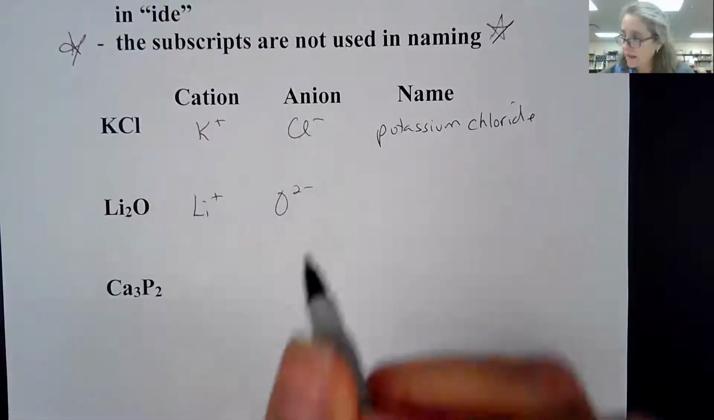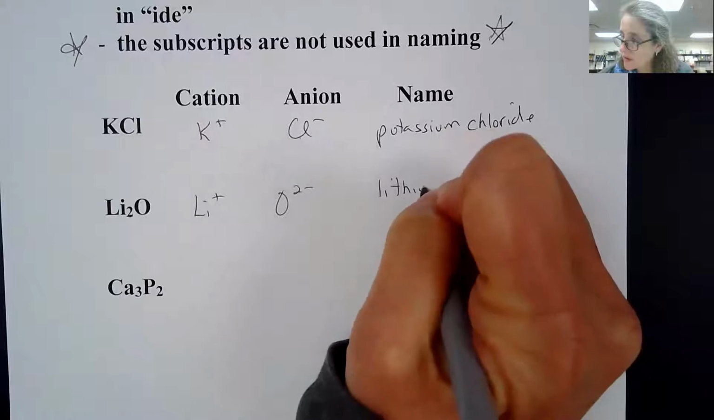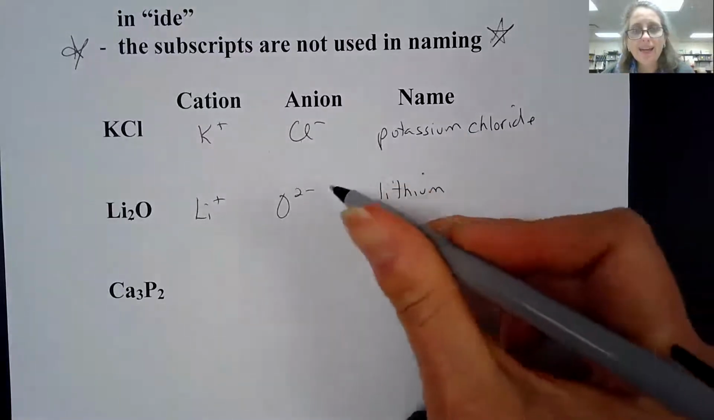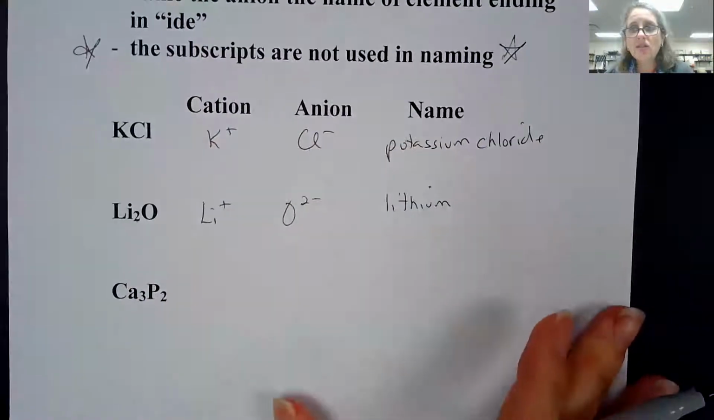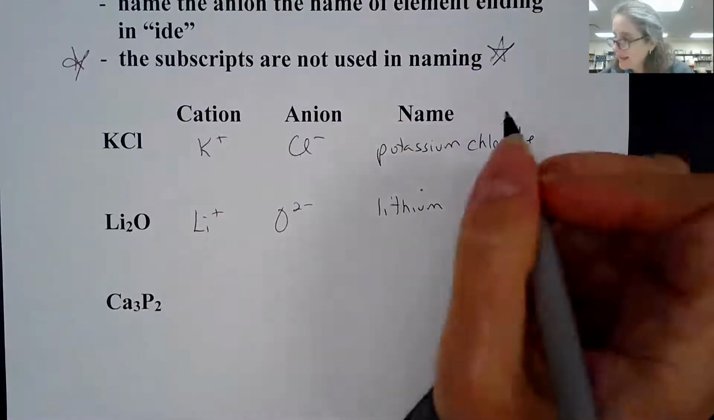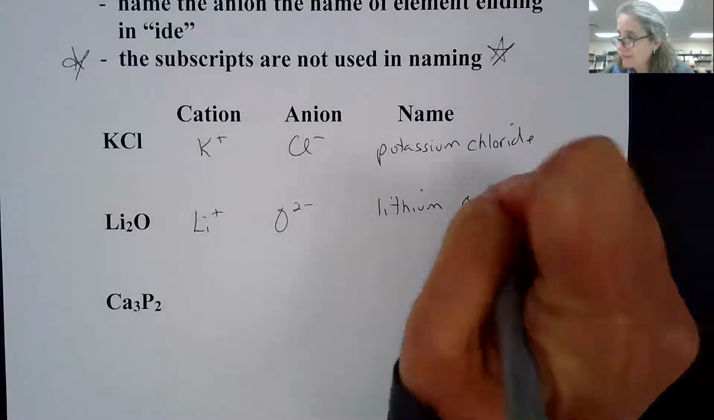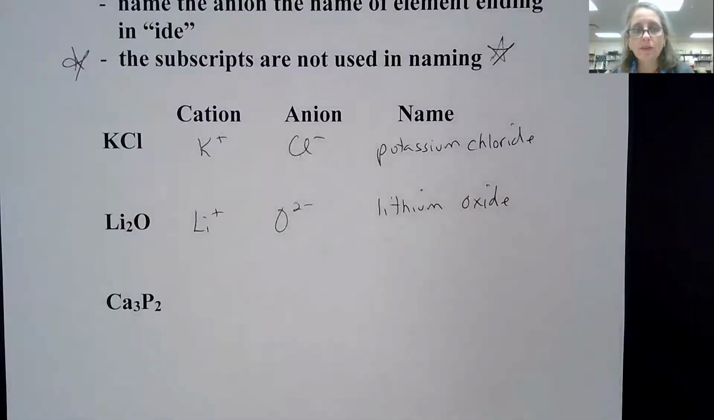So this is called lithium, because the first element is always the cation. And then oxygen. It's not oxygen, I have to end it in "ide." So it's not oxygenide. It has to be oxide. Okay, so that's the name for that.